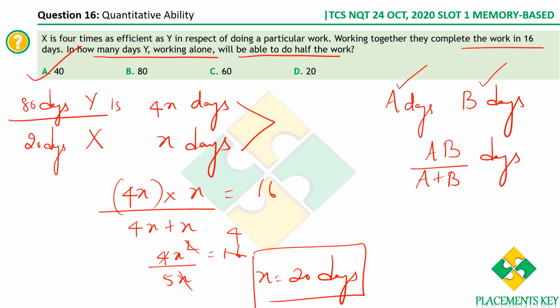In haste please don't mark 80 just because we got Y's value as 80. Most of the students tend to mark option B as the answer. But please read the question carefully. I have already told this to you. It's only half the work. So for half the work he'll take 40 days.